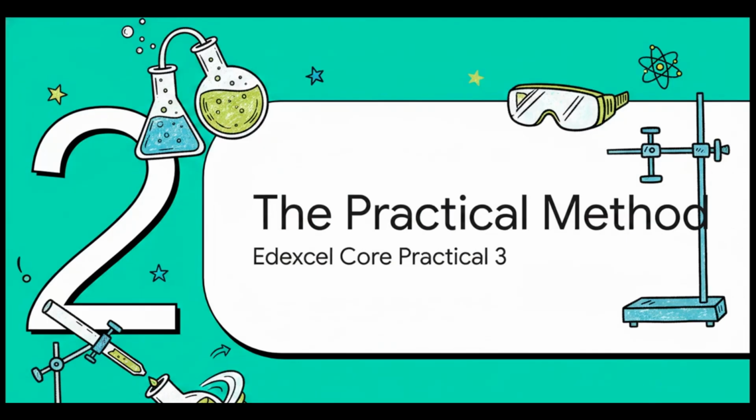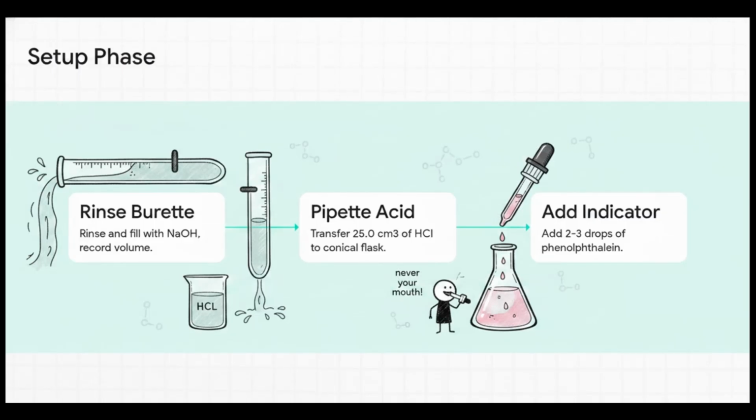Section 2. The practical method. The Edexcel Core Practical 3 walkthrough. Okay, let's walk through the meticulous setup phase. Step 1. You want to rinse your burette with the sodium hydroxide solution first. This removes any impurities or residual water that could dilute it. Then fill it up and record your exact initial volume.